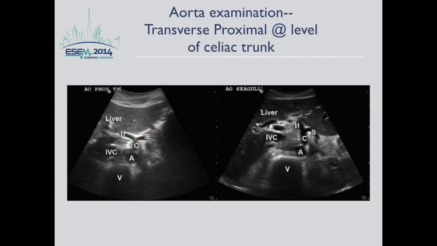This is a still image representation of the transverse proximal aorta at the level of the celiac trunk. And again, the appearance of the hepatic and the splenic artery arising from the celiac trunk looks like a seagull, and thus this view is often called the seagull sign. The gastric artery branch is rarely seen with the ultrasound.